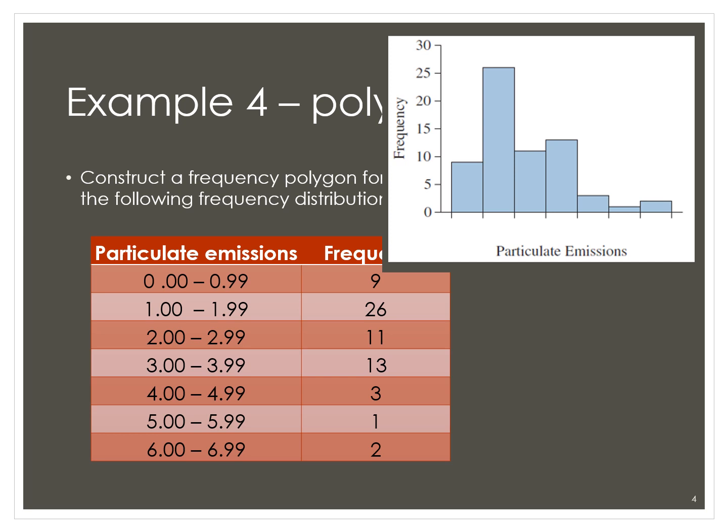Okay, how do we construct a polygon? We will mark the midpoint for each class, all the midpoints, and then we will use straight lines to connect all the points. Basically, this is the shape of the polygon for this data.